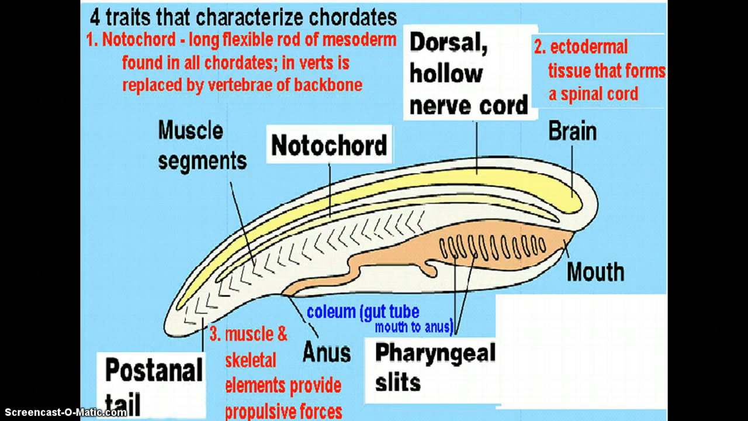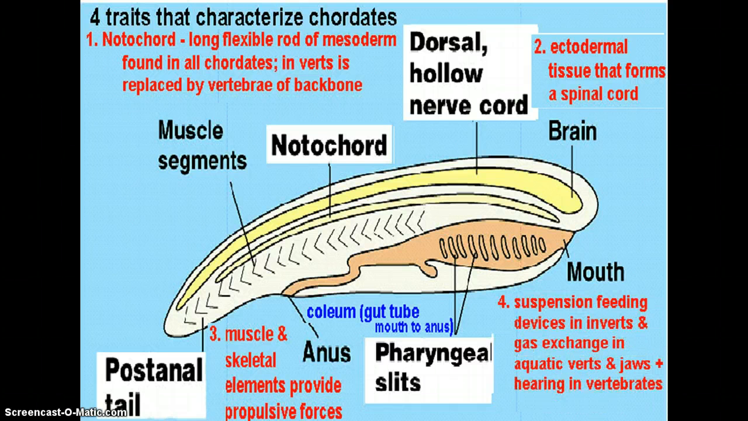And then the last one is pharyngeal slits, and these help for gas exchange. So when you think of gas exchange, try to think of respiration in a sense, and in aquatic vertebrates, these develop into gills.